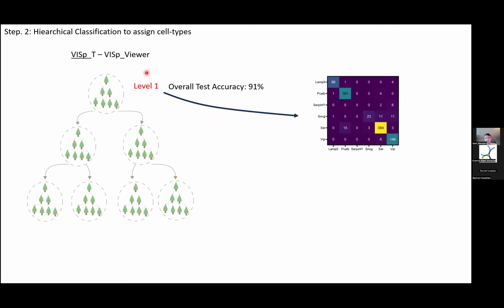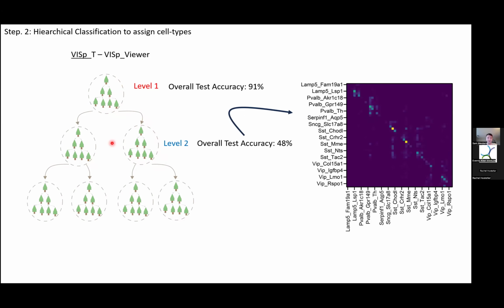Level 1 represented our overarching subtypes. These were our major subtypes like LAMP5, PV, SST, and VIP, and overall the level 1 random forest functioned well. From here, once level 1 predicted its label for a cell, we moved down to level 2, and this forest's job was to predict the subtype of each cell. So level 1 would predict something like SST, and level 2's job was to predict what subtype of SST it was.